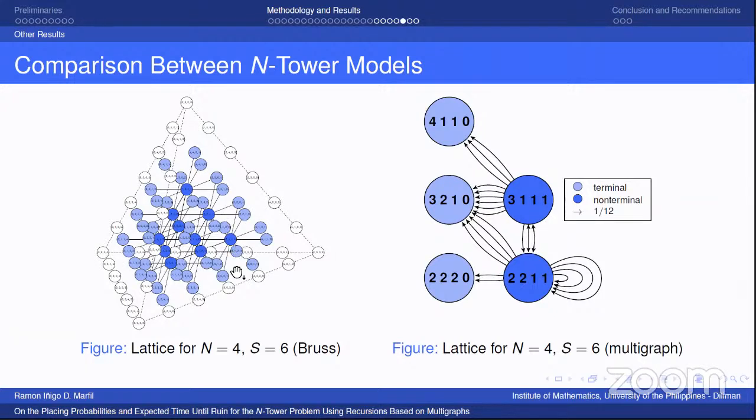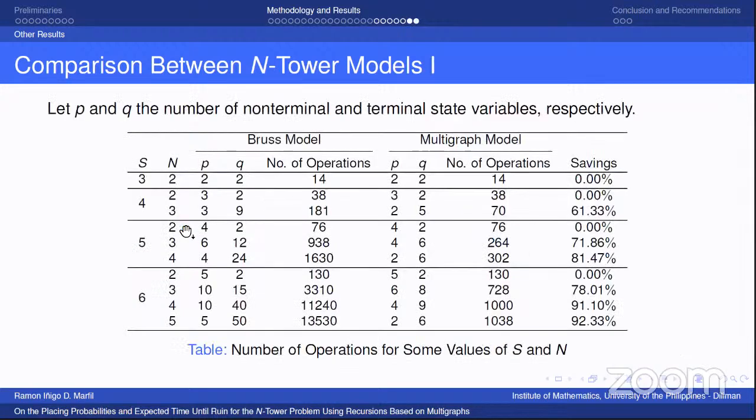So mas marami. So dahil mas maraming nodes or mas maraming vertices, mas marami rin yung edges na mako-construct natin, and dahil doon mas malaki yung matrix or matrices involved doon sa linear system natin. So for example, in this specific scenario, nandito tayo sa case na to.